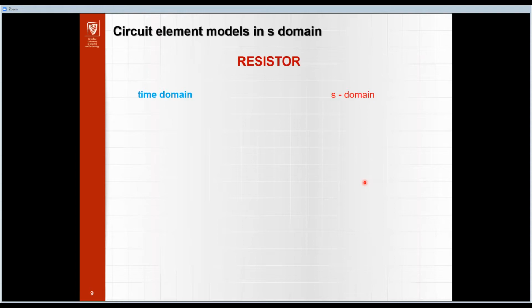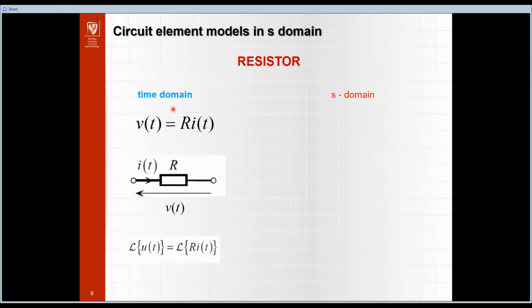Okay, so at the left we have the time domain, on the right the S domain, and first the resistor. We know that the equation for a resistor is just the voltage across the resistor, it is the current multiplied by just the coefficient R. And this is the schematic. Here we use the Laplace transformation for both sides. As a result, we obtain the voltage in the S domain is equal to the transformation of the current multiplied by R.